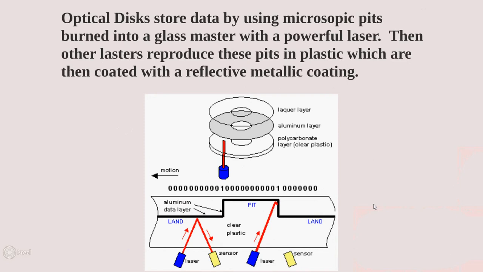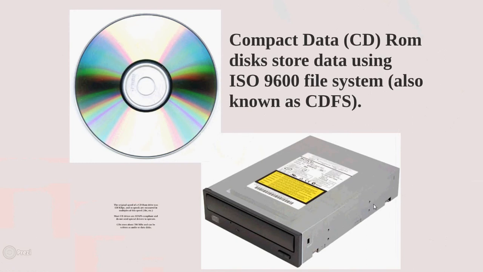Another type of removable media are optical discs. Optical discs store data by using microscopic pits burned into a glass master with a very powerful laser. Then other lasers produce these pits in plastic, which are then coated with a metallic coating. Compact Disc Read-Only Memory discs, or CDs, store data using the ISO 9660 file system, which is also called CDFS, or I guess Compact Disc File System.